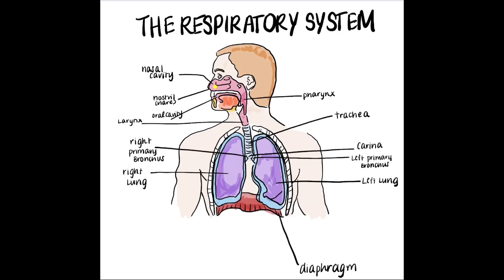Next, follow my pointer. Right now, we're in the nasal cavity. This is how you can breathe through your nose and have the air travel to your lungs. It first goes to the pharynx and then to the larynx. Now my pointer is in your mouth. This is how you can breathe through your mouth and air can still travel to your lungs.